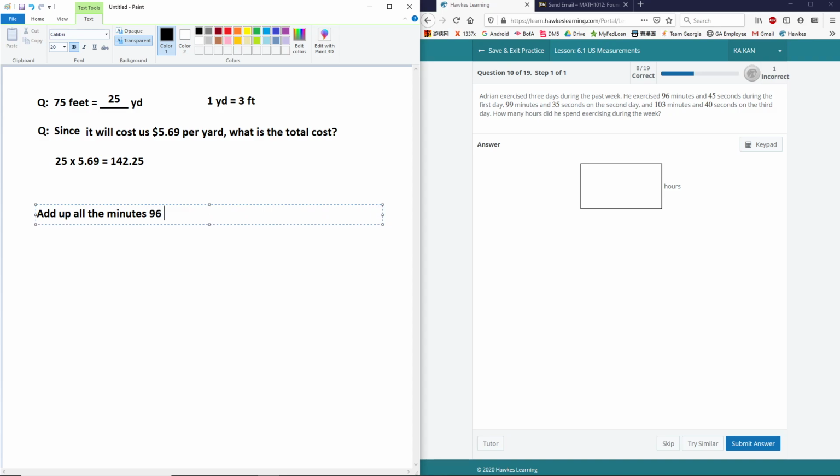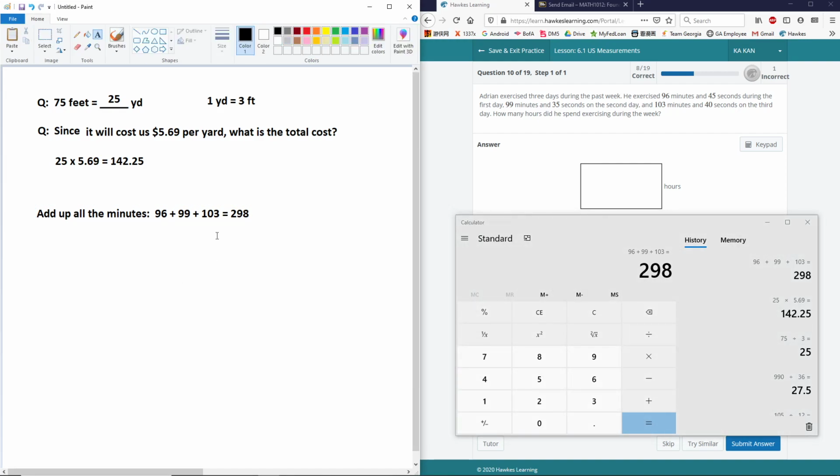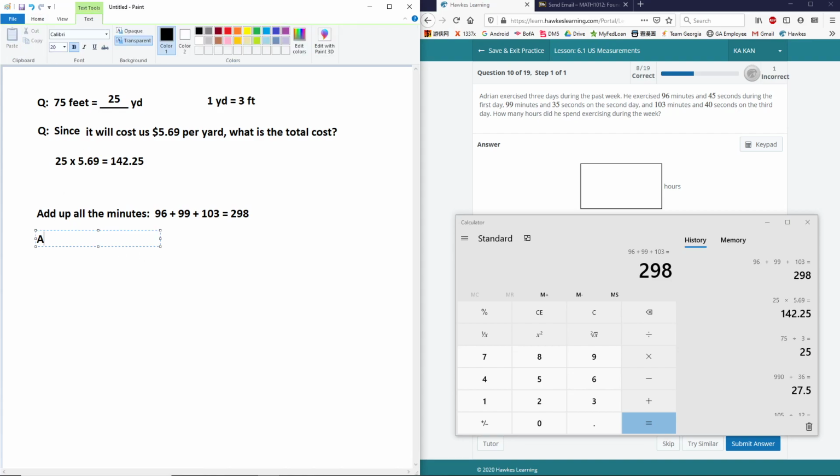So that's 96 plus 99 minutes plus 103 minutes, which is equal to 298. Now, what about the seconds? Well, the seconds, you add up all these seconds. Let me make this bigger. So let's see. You have 45 seconds for the first day, plus 35 seconds for the second day, then 40 seconds. That's 80, 120. So 120 seconds. Isn't that equal to 2 minutes? That's 2 minutes.